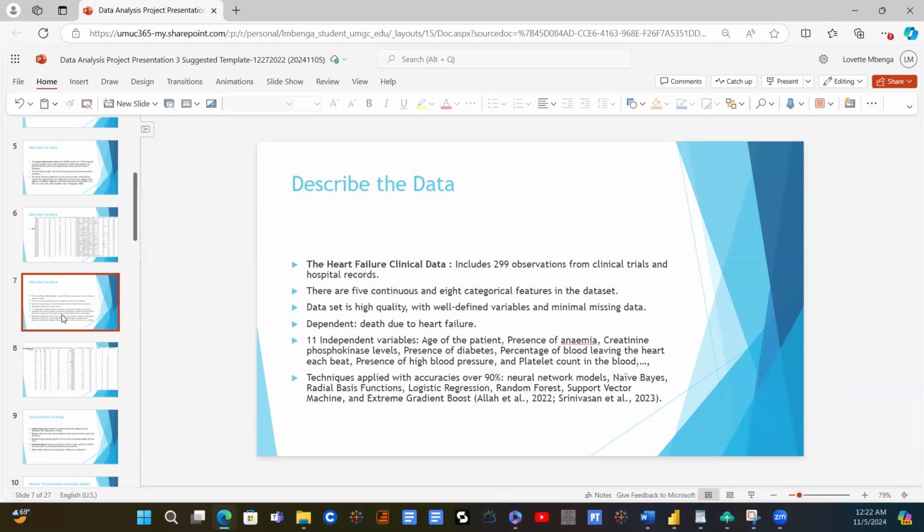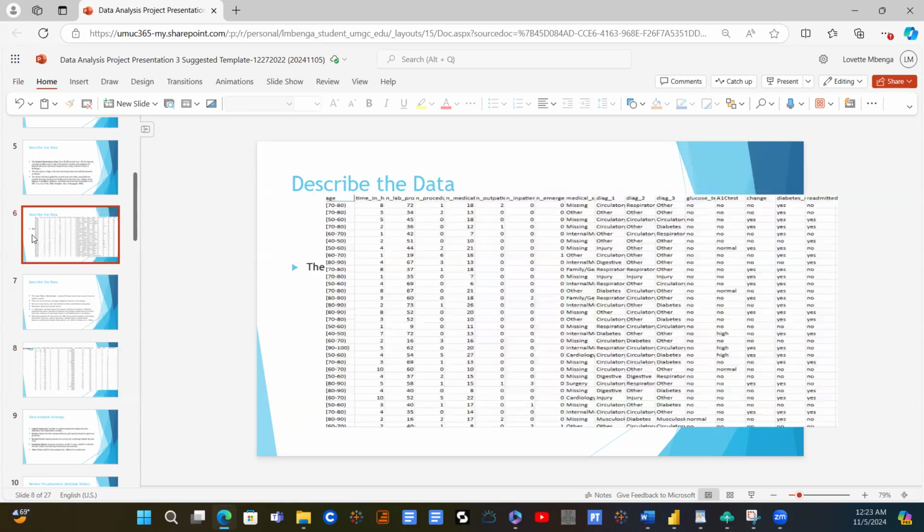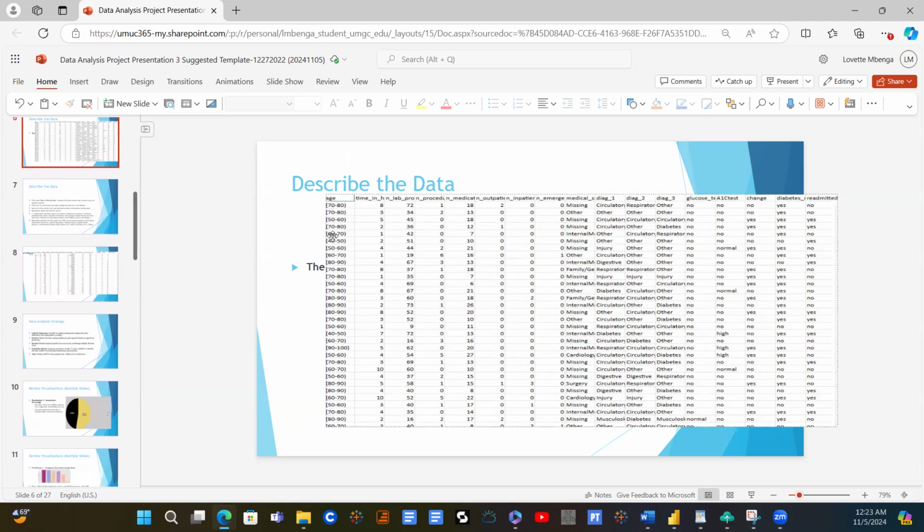The next data set is the heart failure clinical data set, which is made up of 299 observations from clinical trials and hospital readmission. It is made up of 5 continuous and 8 categorical features. It also has no missing data. Some of the columns we have are age, anemia, diabetics, and blood pressure. You can see that the age in this data set is numeric, while that of hospital readmission is categorical, just to point that out. This is one of the reasons I faced difficulty while merging the data.